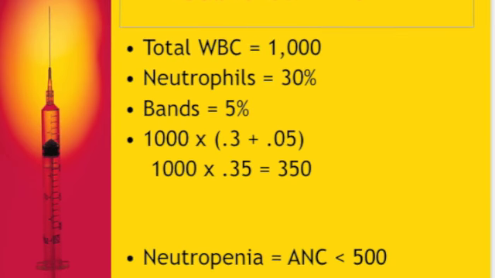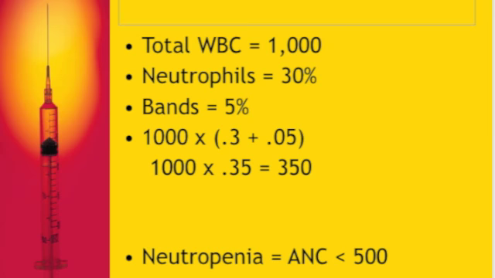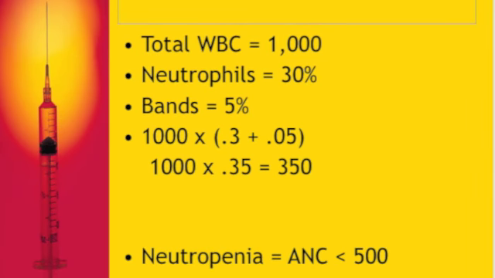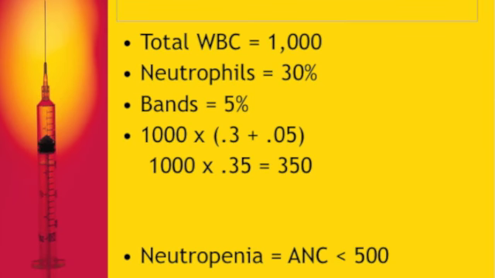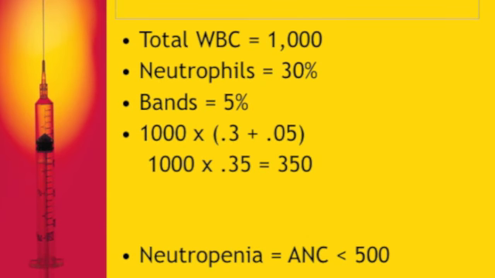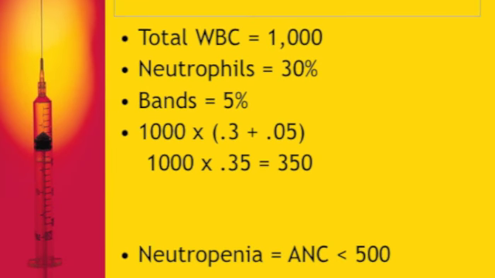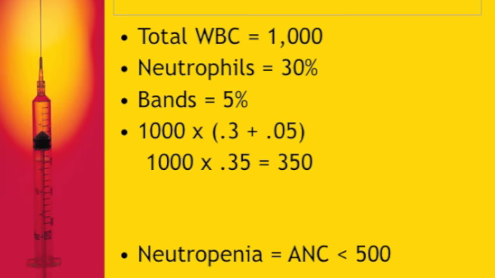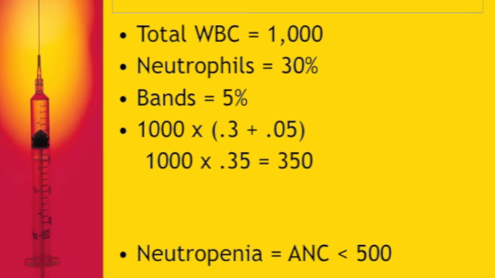Okay, when we're trying to calculate an absolute neutrophil count, we need to take the total white blood cells and multiply them by the percent of neutrophils plus the percent of bands. This is how we measure to see if someone is neutropenic and to determine if they should be placed on neutropenic precautions. If the absolute neutrophil count is less than 500, then neutropenia is actually considered.